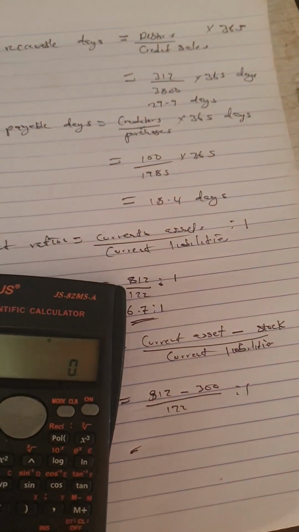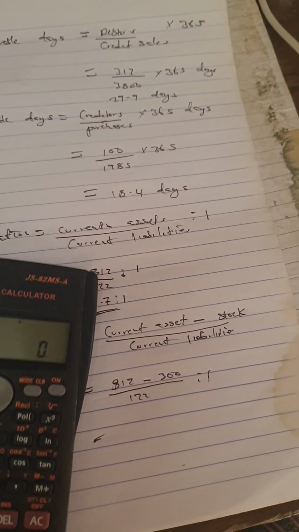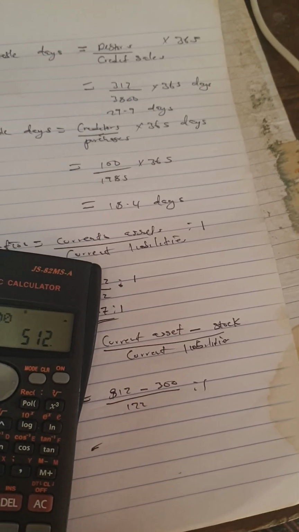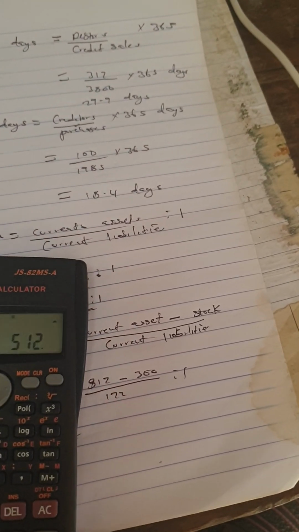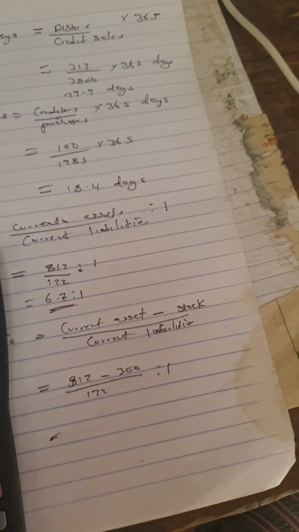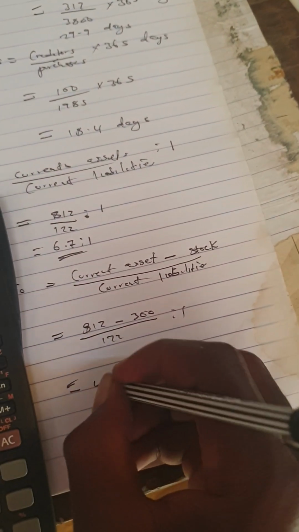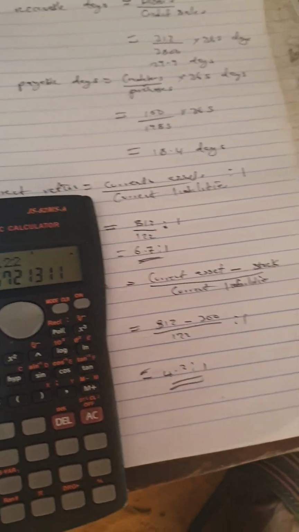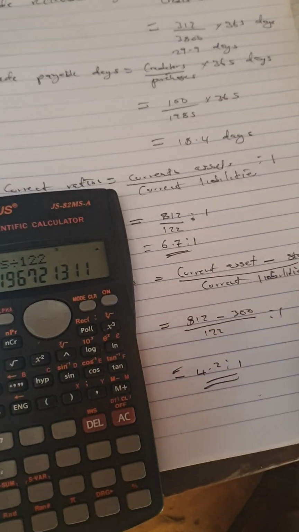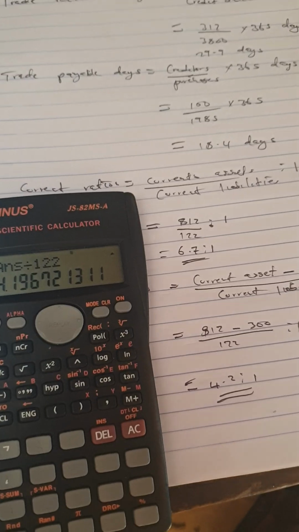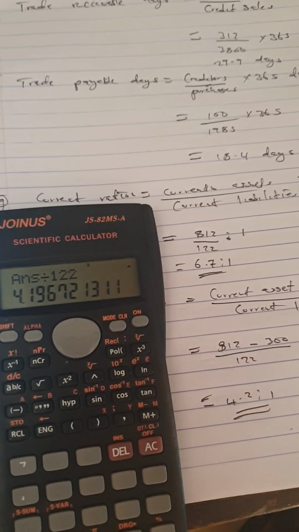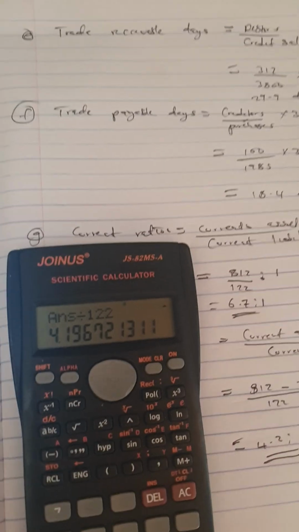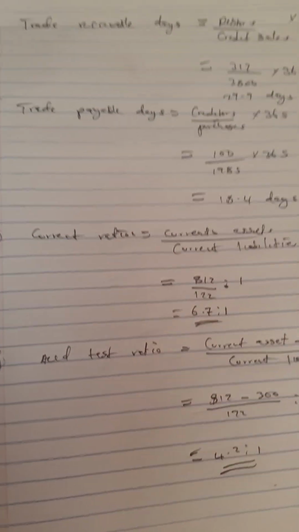So this is going to be our 812 minus 300, which is 512. 512 divided by 122 is going to give us 4.2 is to 1, which simply means the business is still doing very much okay, because if the creditors come for their money, for every one kwacha that the business is owing, there are 4.2 kwacha to pay, which means the business will still be able to operate even after the creditors come for their money. So that was the acid test ratio.